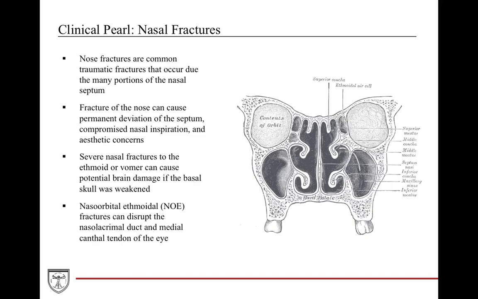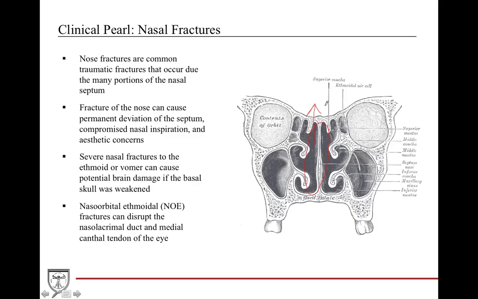Even severe nasal fractures to the ethmoid or vomer can potentially cause brain damage if the basal skull was weakened. If you remember the septum being more or less in this middle direction right here, this is the septum, vomer, and ethmoid. If you were to break the nose in an upward, superior, and posterior direction, you can fracture and break off a piece of the ethmoid or vomer up into the brain and cause significant damage, maybe even death-related concerns that way.